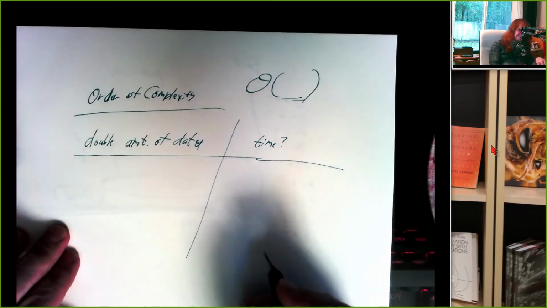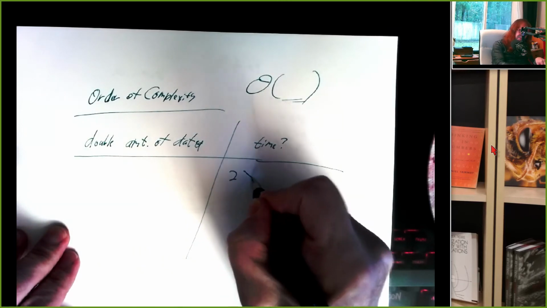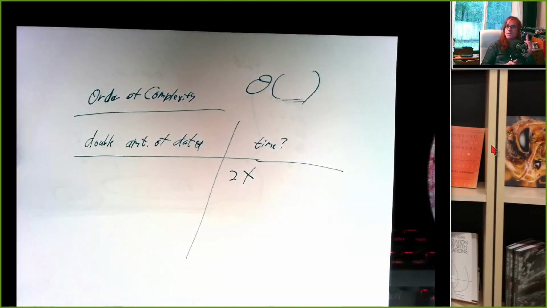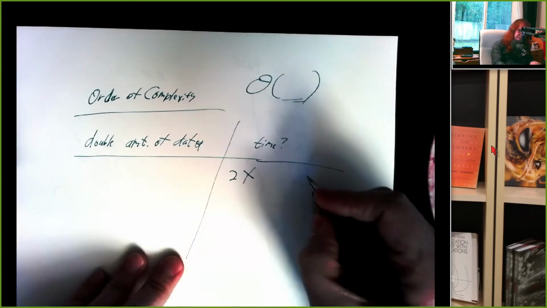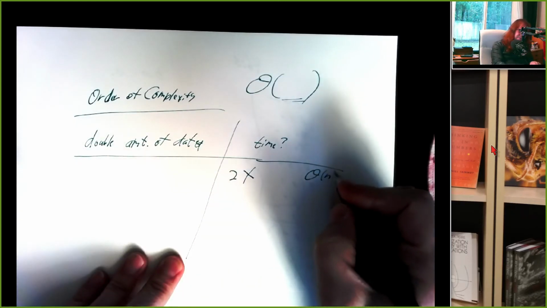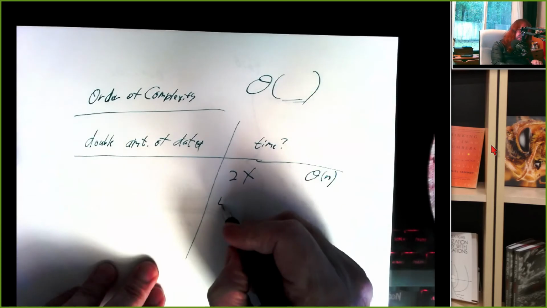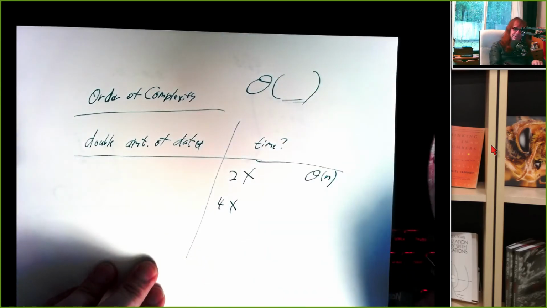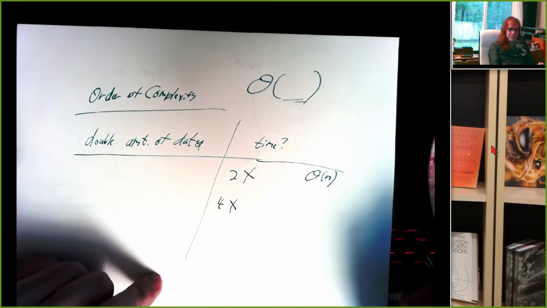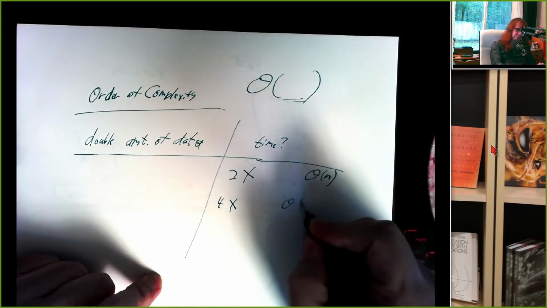So if doubling the amount of data causes your algorithm to take twice as much time, that's linear, right? That's saying that, if you double the data, you double the time. If you triple the amount of data, you triple the amount of time. That's what we call order n. If doubling the amount of data quadruples the amount of time, that's quadratic. That's what we call order n squared.